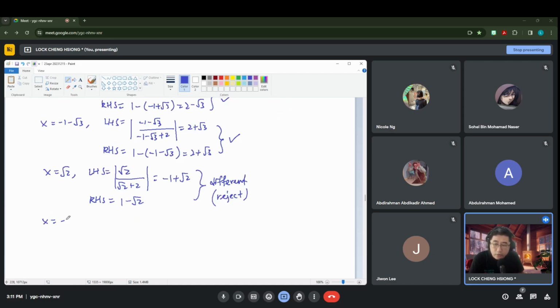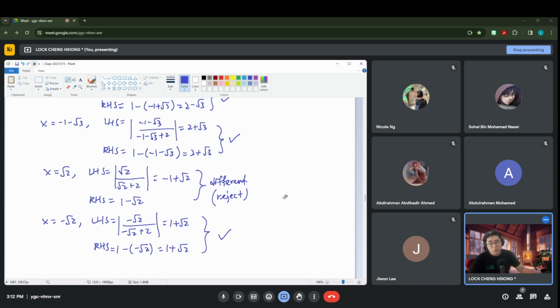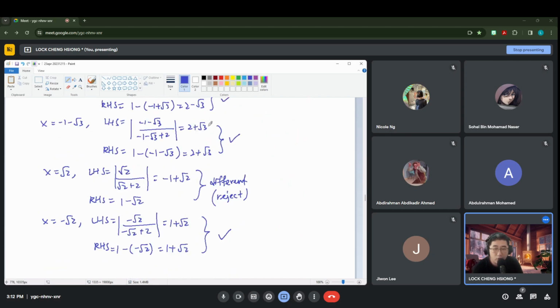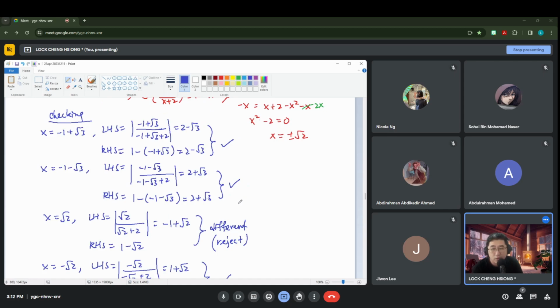x equals negative square root 2. Left hand side, negative square root 2 over negative square root 2 plus 2. This is 1 plus square root 2. Right hand side, 1 minus negative square root 2 is 1 plus square root 2. Accepted. Among the 4 answers that we got, after doing checking, only 3 are accepted for these questions.